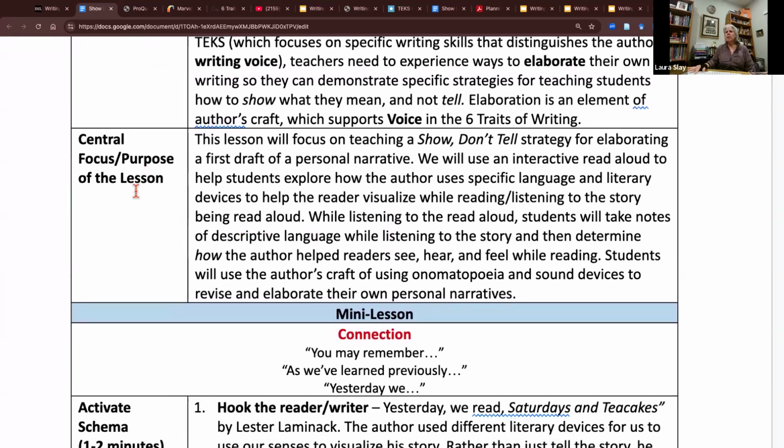So here's another example, the central focus or the purpose of the lesson. You're going to need to describe this.